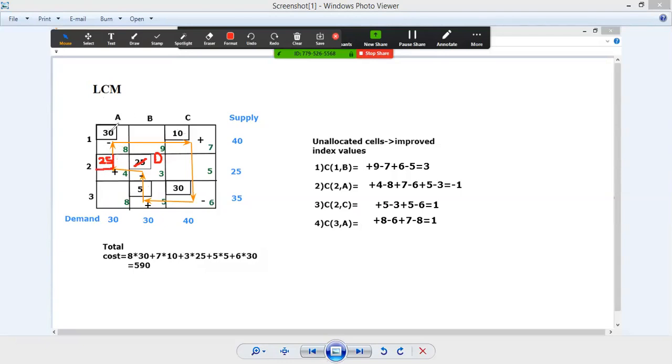Now this cell has an allocation of 30, and look at the symbol, it has a negative sign, right? So we have to subtract 25 from 30.